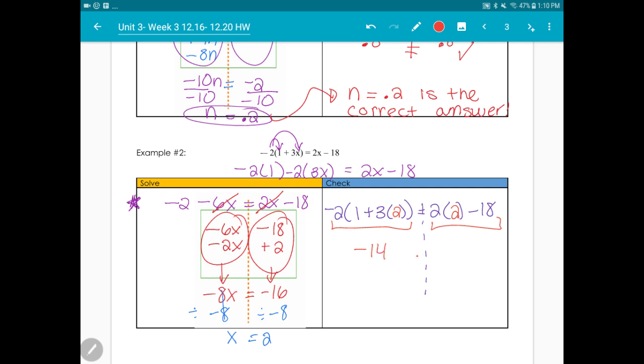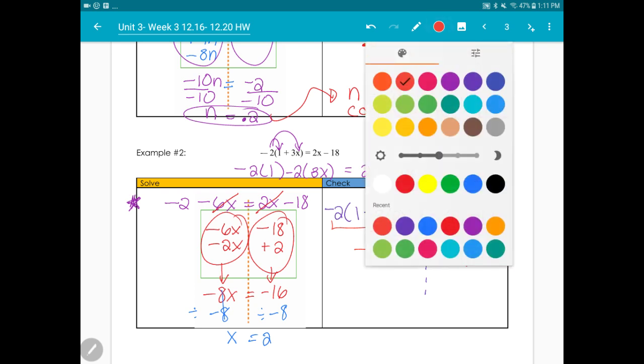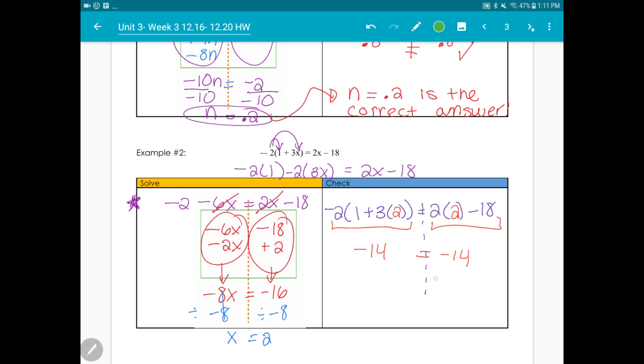I got negative 14 on the left and negative 14 on the right. So what does that tell me? It tells me that x equals 2 is the correct answer.